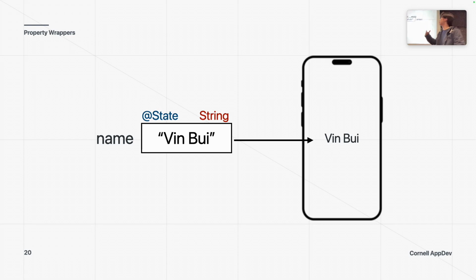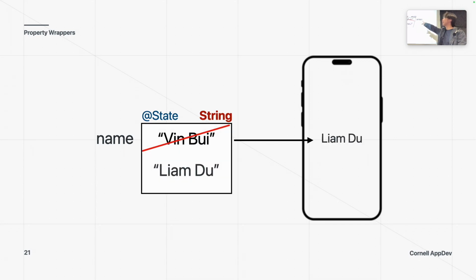Earlier in the demo, let's say I have this name property that contains a string. I add @state to it. So this right here is a value type. If I change my name and put Liam Do there, the view on the right gets updated automatically. So this @state observes whatever is inside of this box right here.